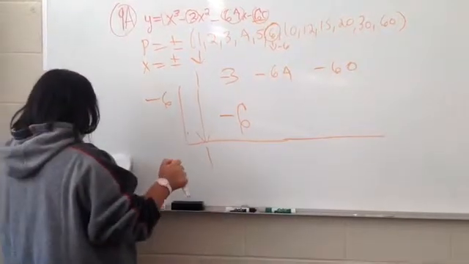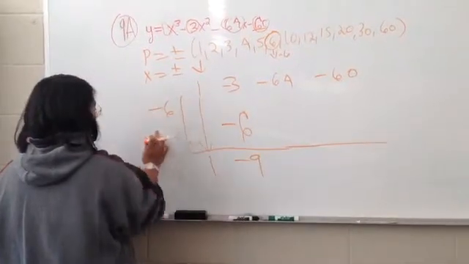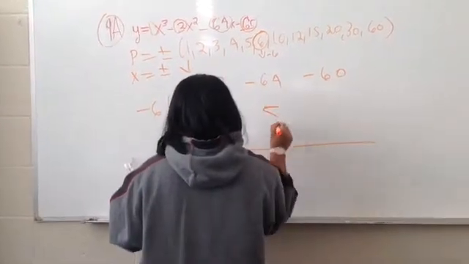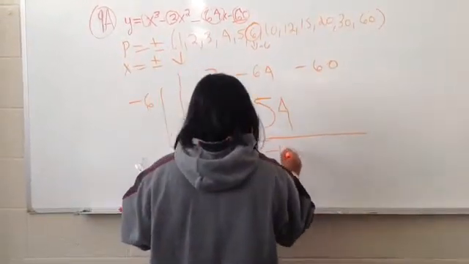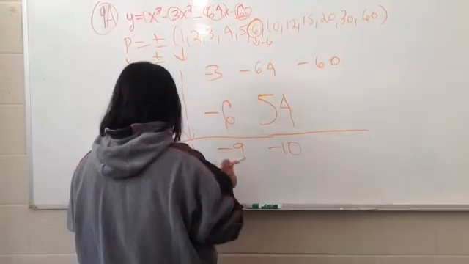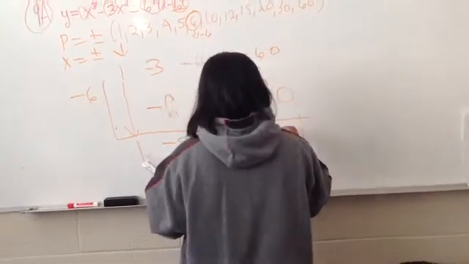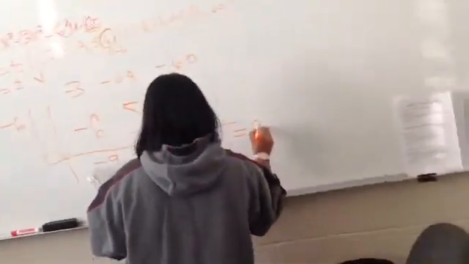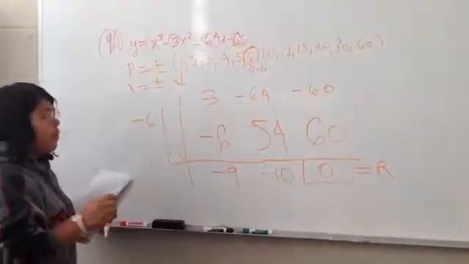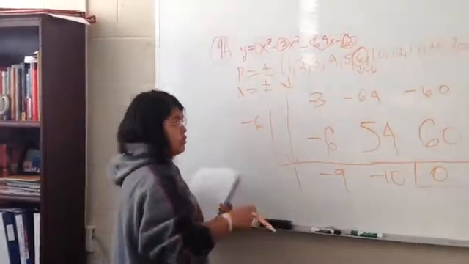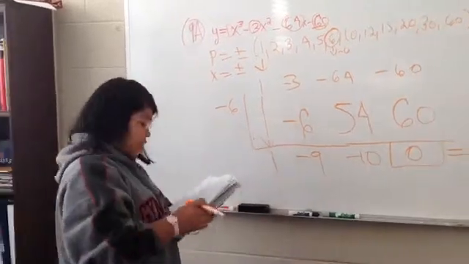And then you're going to add these, so you're going to get negative 9. Then you're going to multiply negative 6 times negative 9, and you're going to get 54. And then you're going to add that, and you're going to get negative 10. Then you multiply negative 10 times negative 6, and you will get 60. This will equal 0, which is the remainder R. And so your main point in doing synthetic division is to try to cancel out the last term here, and it happens that negative 6 works.